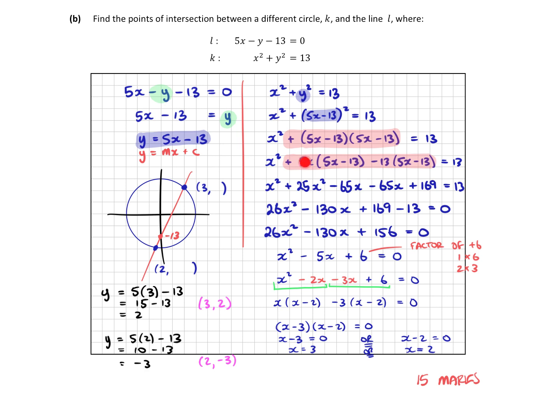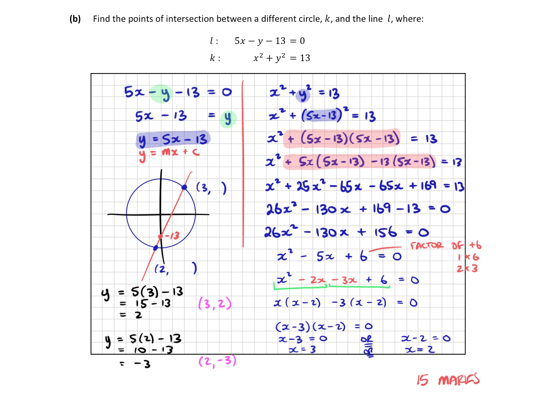The next step was to expand the brackets here in red. So the x squared stays as it was. When I expanded this, I broke it up. I took the first term, which is 5x, and multiplied it by everything in the second bracket, which is 5x minus 13. I then took the second term, which is minus 13, and multiplied that by everything in the second bracket, which is 5x minus 13. And I left that equal to 13.